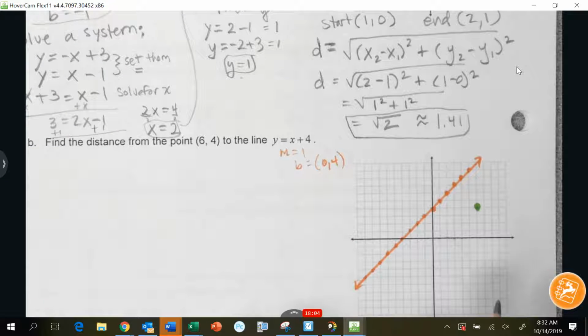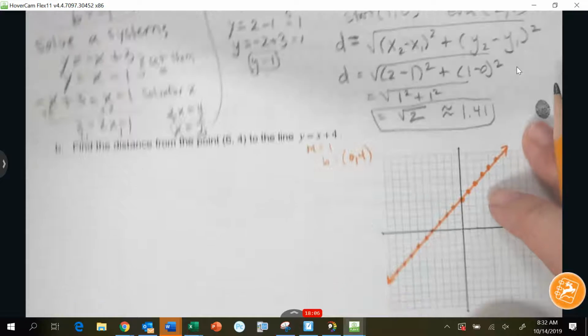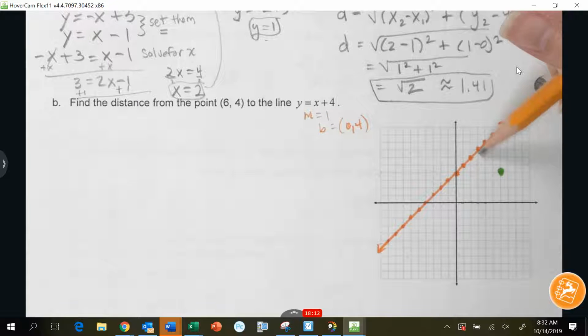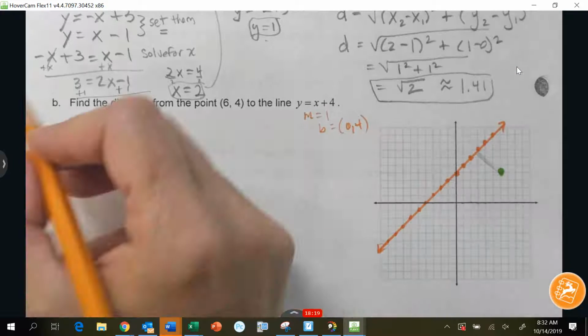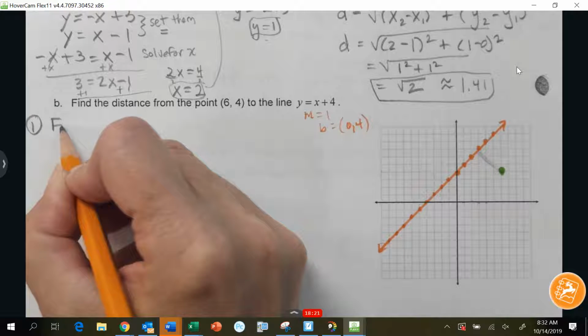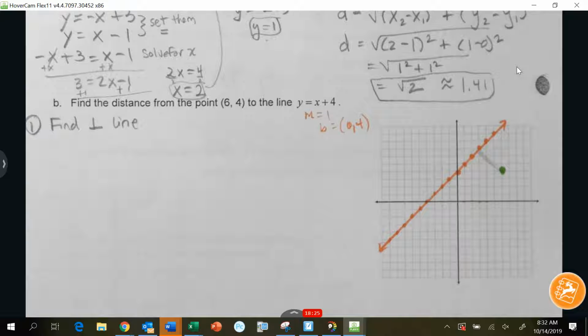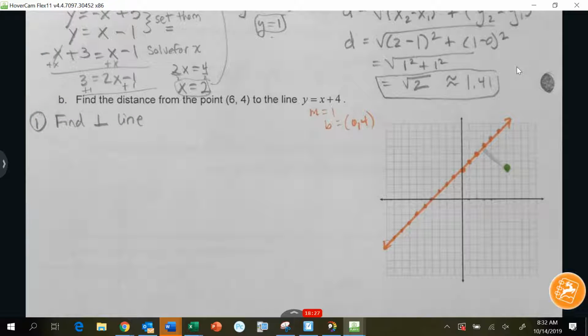Okay, so we need to first find the equation of that line that passes through the point and goes perpendicular to the orange line. We need to find that line first. So step 1, we're going to find the perpendicular line. In order to find that perpendicular line, what information do we need?